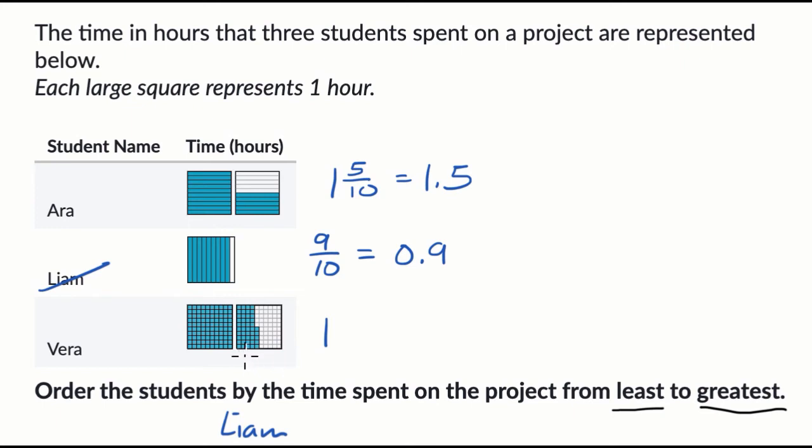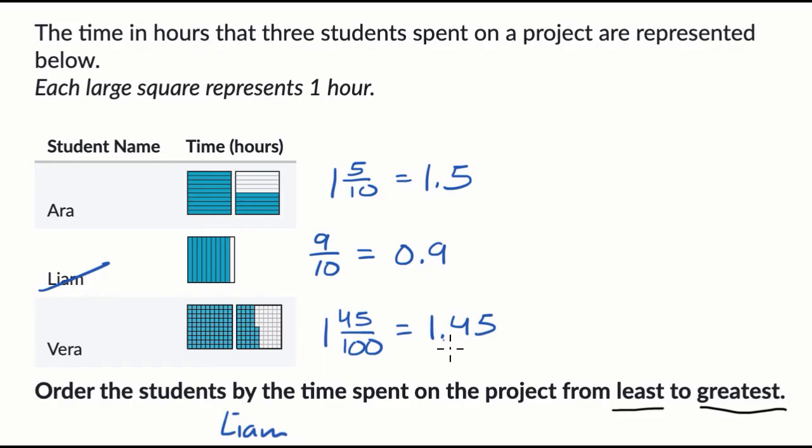Well, if I look at Vera, we definitely have that 1, that whole, and then here it looks like we have 10 hundredths completely filled in, 20 hundredths, 30 hundredths, 40 hundredths, and then 5 more. So it looks like 1 and 45 over 100, which is the same thing as 1 and 45 hundredths, or 1 and 4 tenths and 5 hundredths.